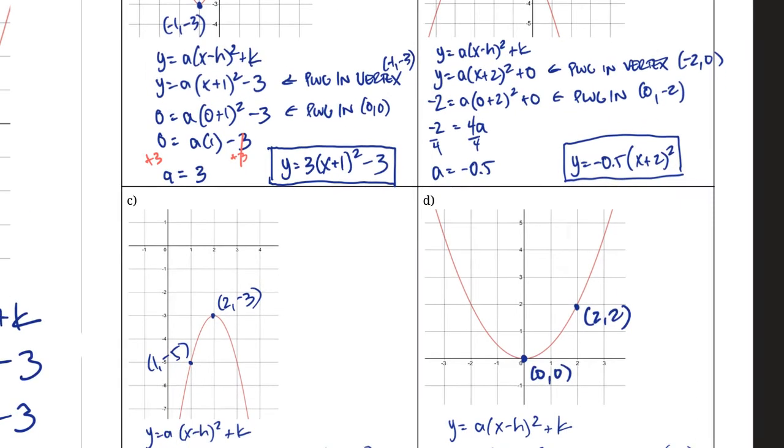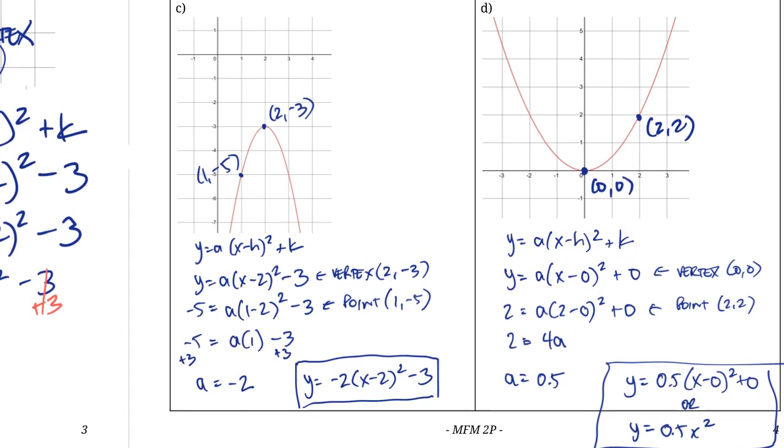For the next one, the vertex was at (2, -3). So plugging that in, and plugging in the point (0, -5), gave an a value when you solve for it of -2. So the final equation should have looked like that.